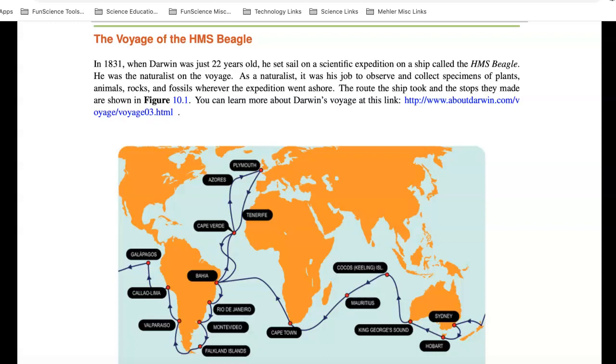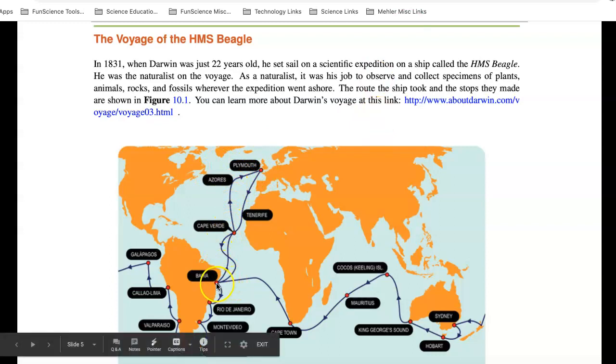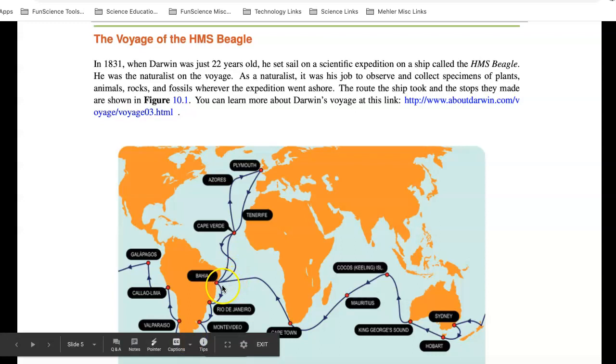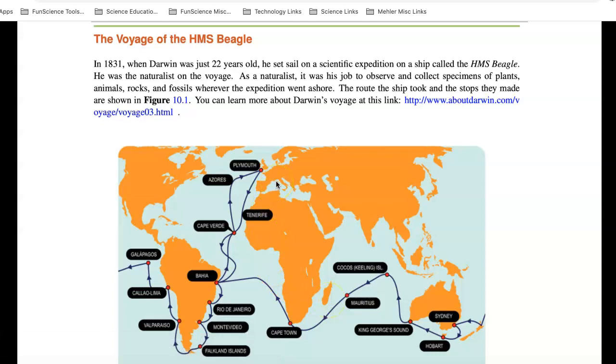As you can see from this picture, they left Plymouth, England, they traveled down, and the main job of the boat was to map the coast of South America, then up to the Galapagos and over down to Australia, around Africa, and back up to England. The entire trip in a very small HMS Beagle took 5 years.